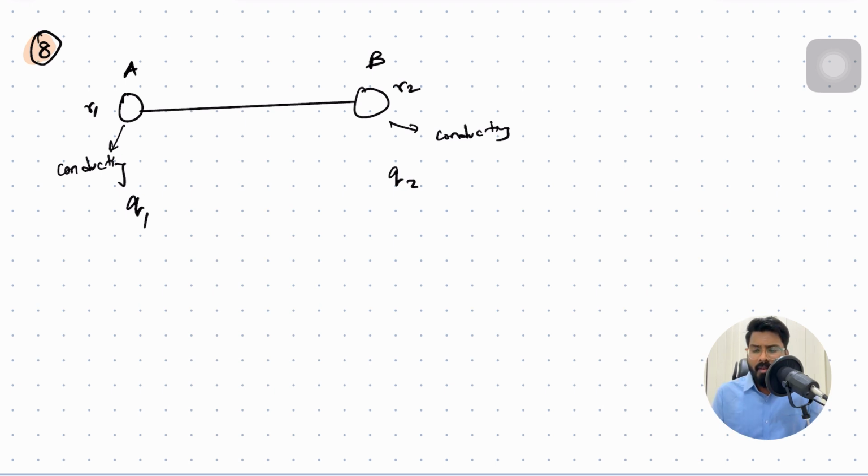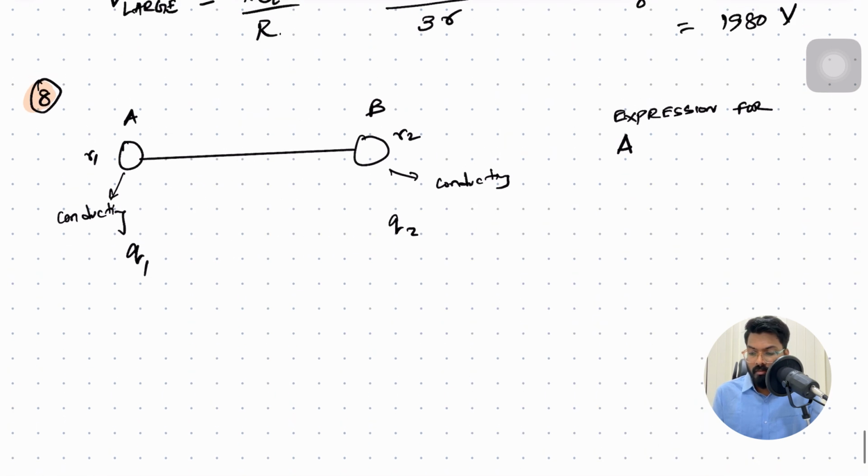Now we have to obtain an expression for the charges on A and B when they are in equilibrium. We are not speaking about any other situation. We are speaking about a particular situation, that is equilibrium. Now let's look at this. This is our setup: two conducting balls connected by a wire, and they are in equilibrium.